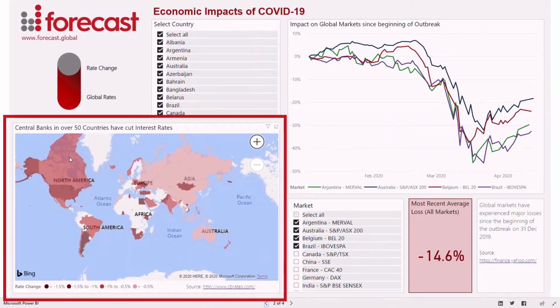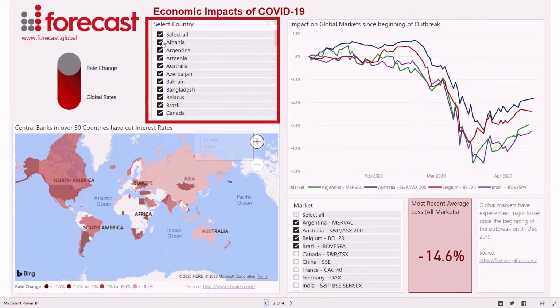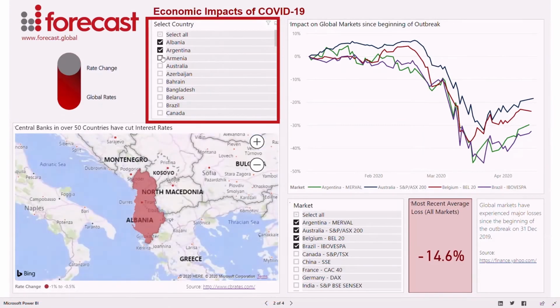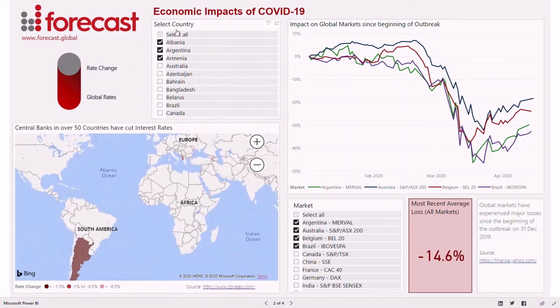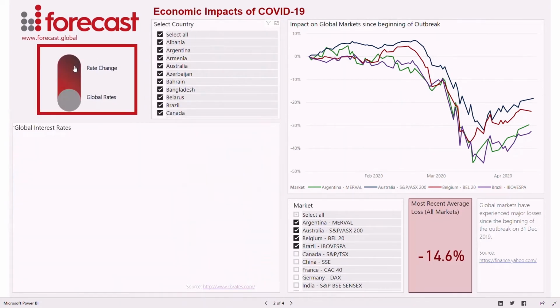The map features countries that have cut interest rates since the beginning of the outbreak. You can focus on relevant countries using the slicer above. Switch between rate changes and current global rates using the toggle.